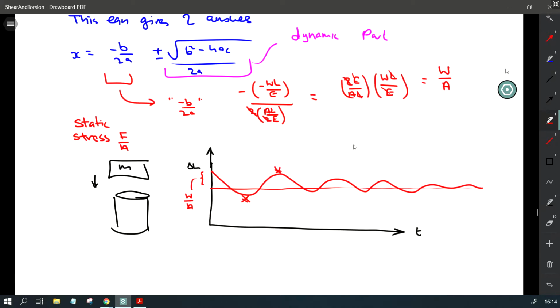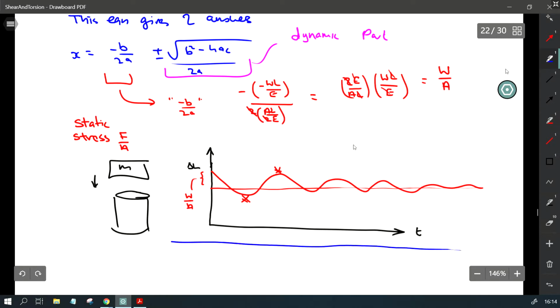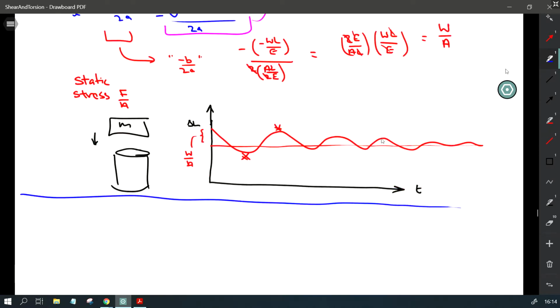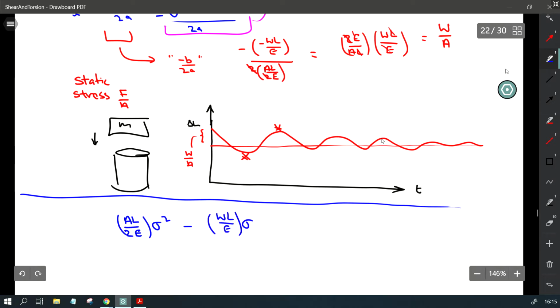We did an example already, and we'll do another one. Now I want to just take another look at this equation today. In the homework there is an exercise where you have to work out the equations for stress and find the maximum stress for something dropped from different heights. But if you look at old exam questions, let's just write this equation out again. So it was AL over 2E times stress squared minus WL over E times stress minus WH equals 0.